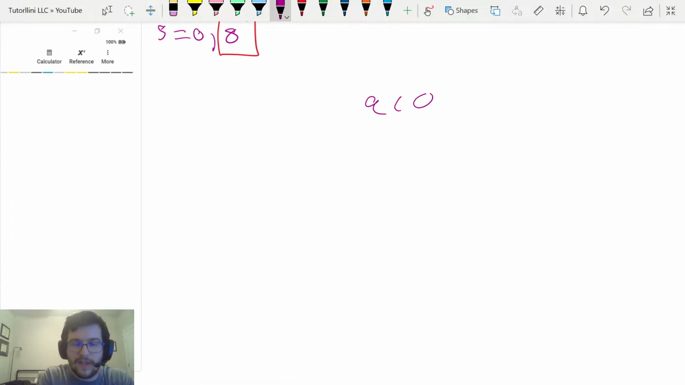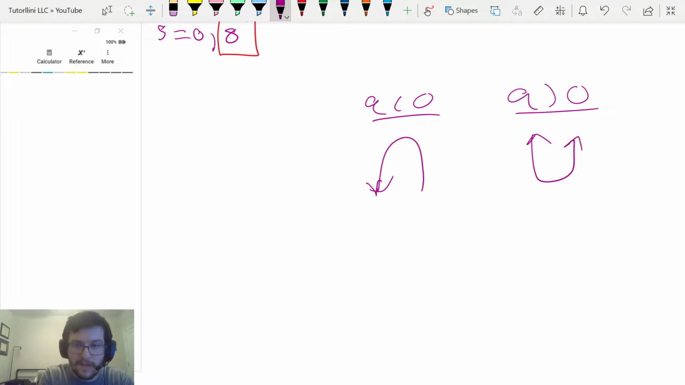If a is less than 0, it's facing down. If a is greater than 0, it's facing up. That's just something you should know. You have to have that memorized.